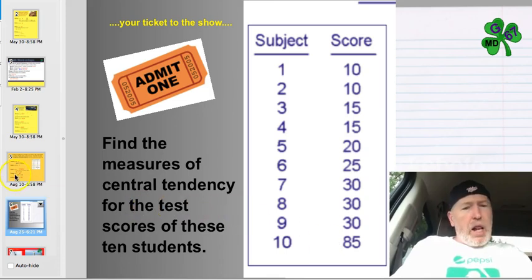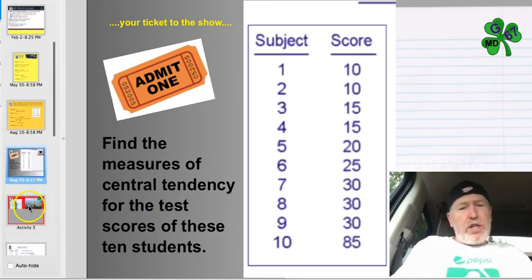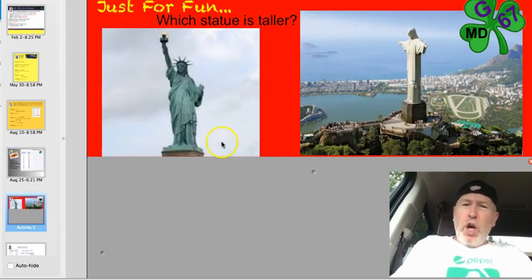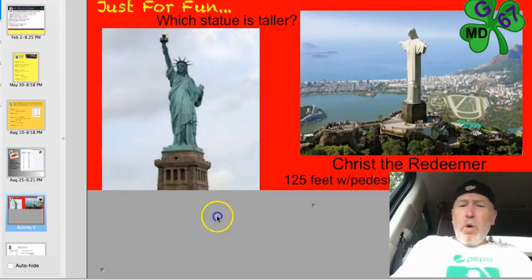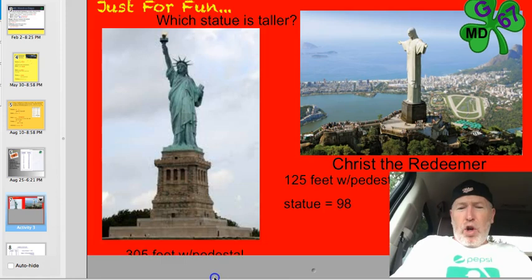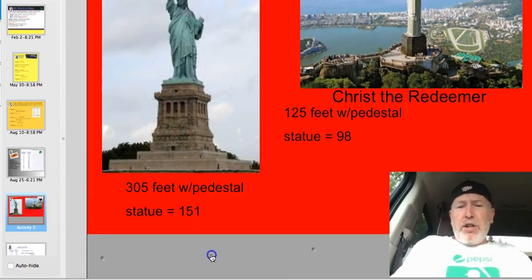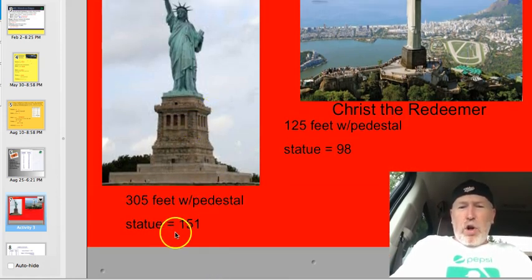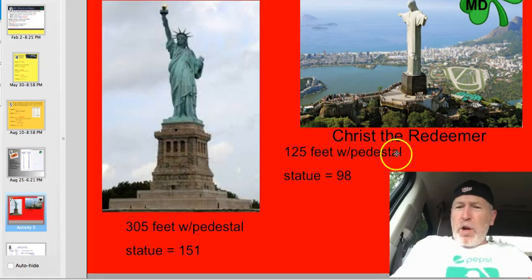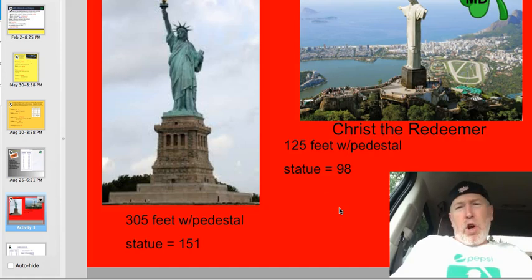Okay, let's go ahead and check out the answer to the trivia question. Which statue is taller? Well, the Statue of Liberty is taller. It's actually 305 feet with its pedestal, or 151 feet from its base to the tip of her torch. Now, Christ the Redeemer is 125 feet with a pedestal, or about 98 feet from head to toe. Pretty cool stuff.